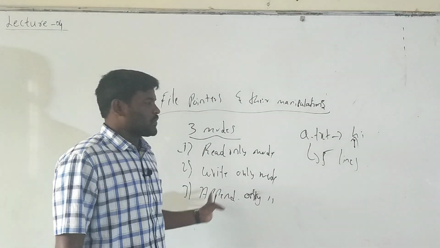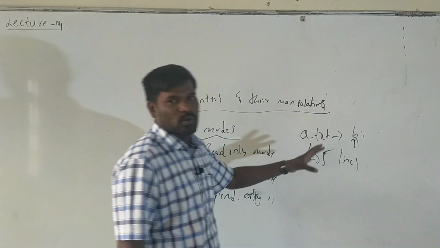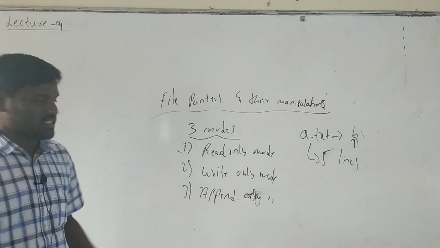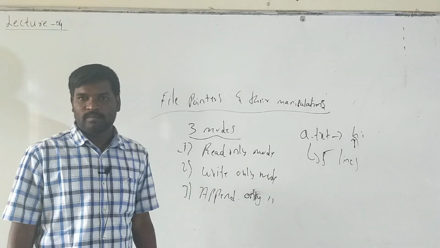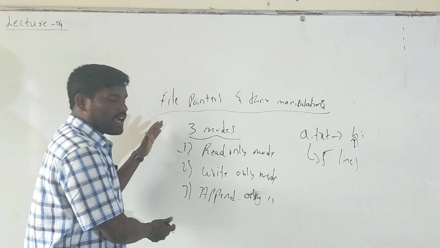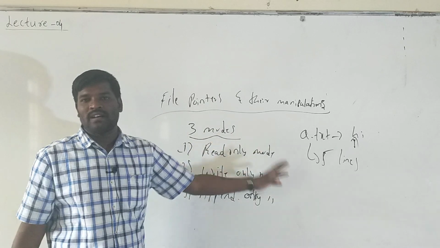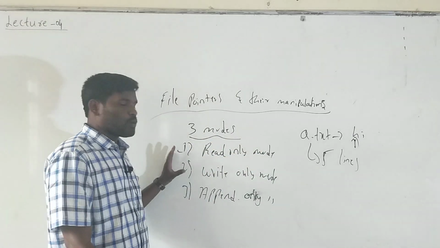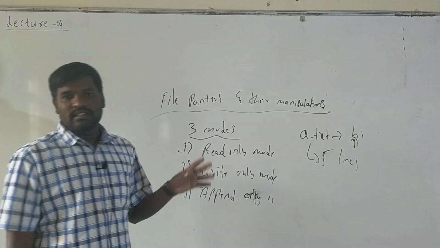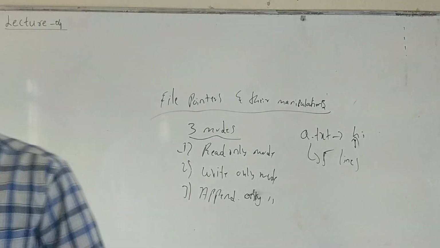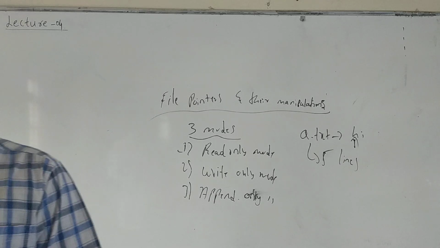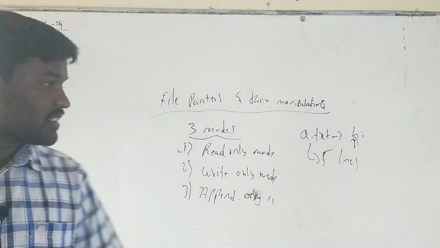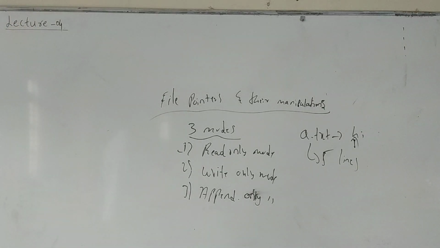Suppose if you don't want these 5 lines, you want only the new 5 lines, then directly you can open the file with write only mode. Okay, so these 3 are the modes to open the file. This is important. There are three modes to open the file. First one is read only mode, second one is write only mode, and third one is the append only mode.